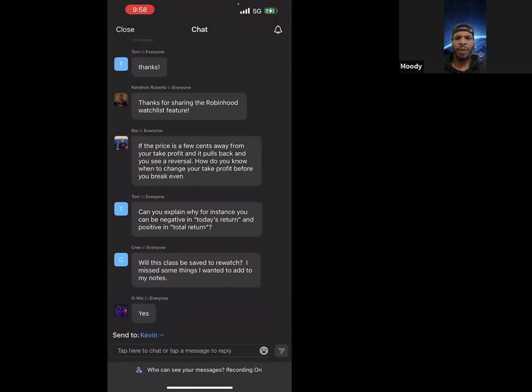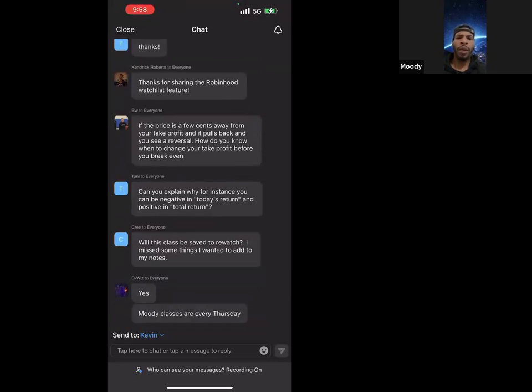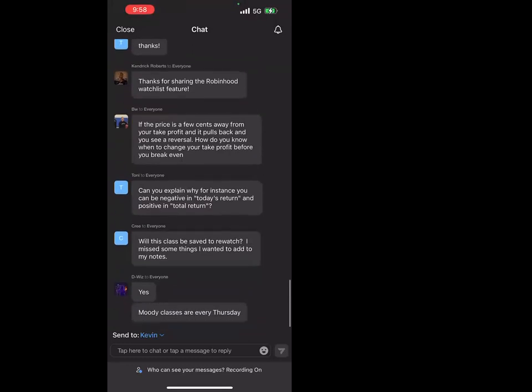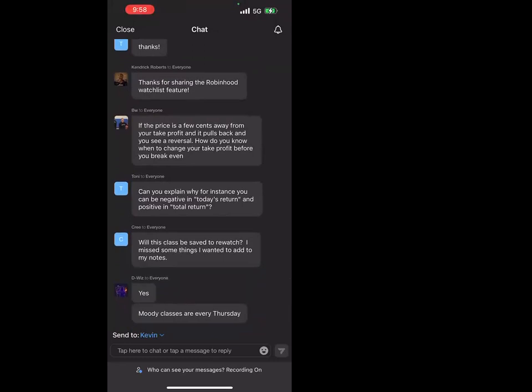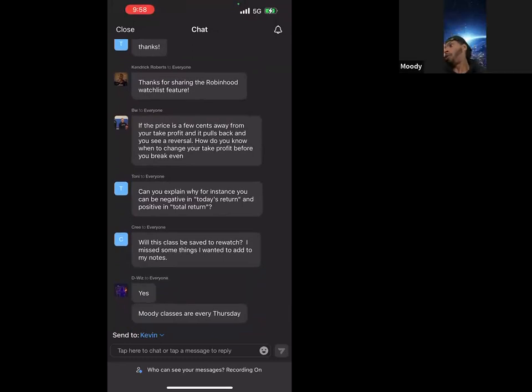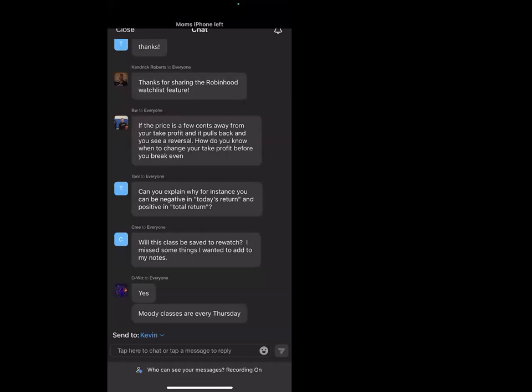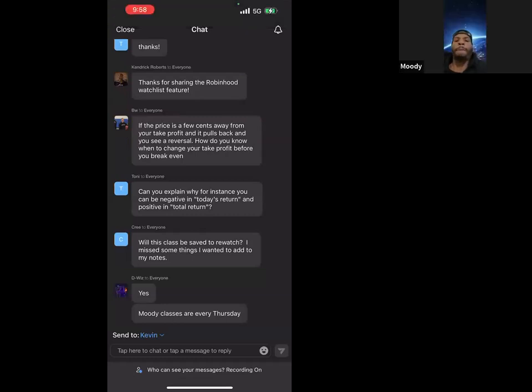If the price is a few cents away from your profit and it pulls back and you see a reversal, take it right then and there, before you break even. There's no reason to think, oh no, I see a reversal. Hold on, nah, bro, you're losing your profit. Take your money, get out of the contract. You know what I'm saying?